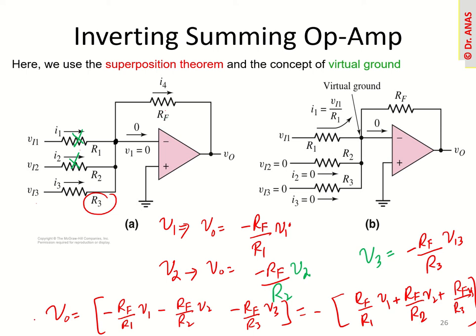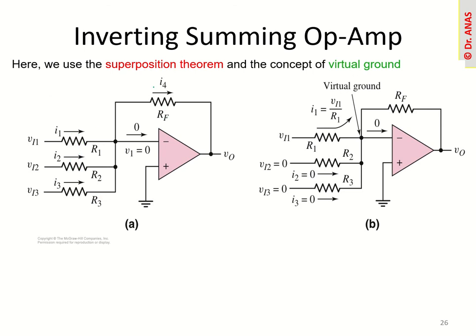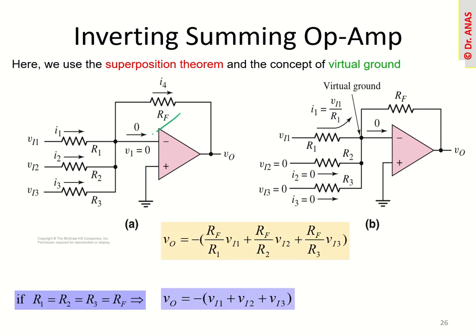So what we are having here, a negative sign is just giving us a 180-degree phase shift, but you are getting the summation of V1, V2 and V3. So this acts as a summing amplifier. It's very simple: you first just take the ratio of each one, RF over R1 for the first one, then RF over R2 second, RF over R3 the third.